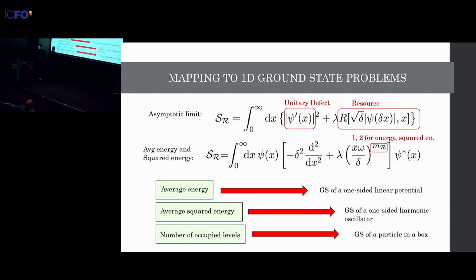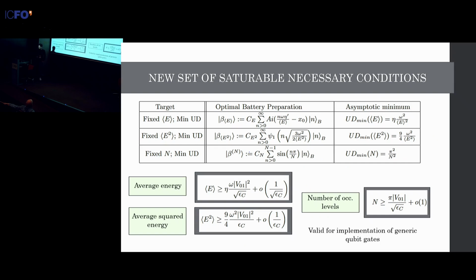Average square energy can be mapped in a one-sided harmonic oscillator, and number of occupied levels can be mapped in the ground state of a particle in a box. So basically, those are all textbook, and we can just use the solutions that we know from basic quantum mechanics. And in this way, we find optimal battery preparations, so the preparations that maximize the precision when you have fixed energy in the battery, fixed squared energy, and fixed number of occupied levels. And you find the asymptotic minimum in all the cases.